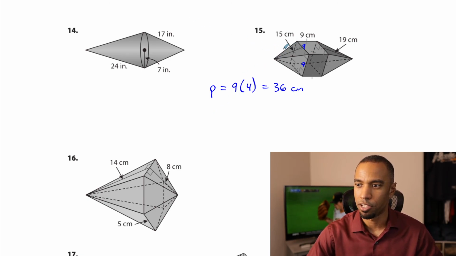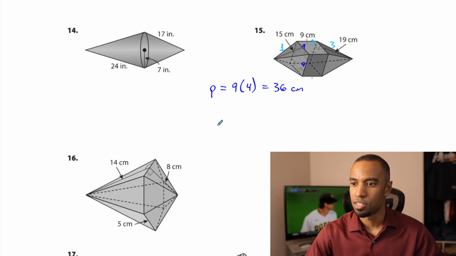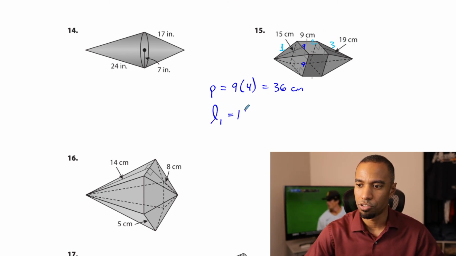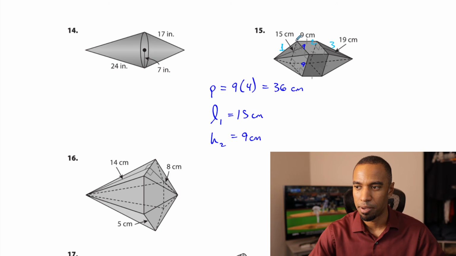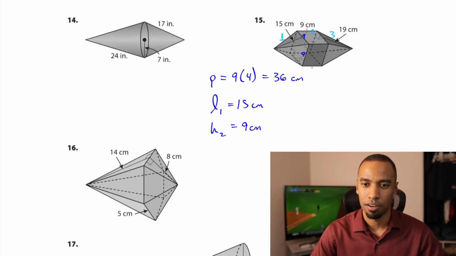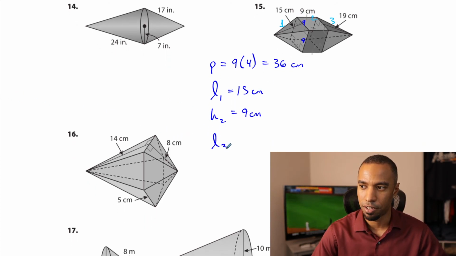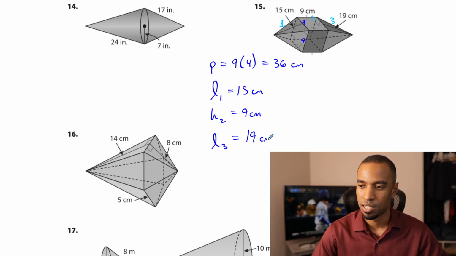Let's call this figure 1, figure 2, and figure 3. The slant height of figure 1 is 15 centimeters. The height of figure 2 is 9 centimeters. For me, I'm calling that a base and that a base there, and the distance between them a height. So the height of figure 2 is that, and the slant height of figure 3 is 19 centimeters.